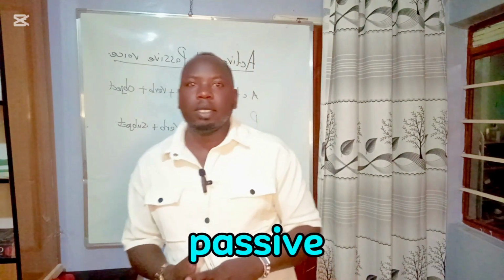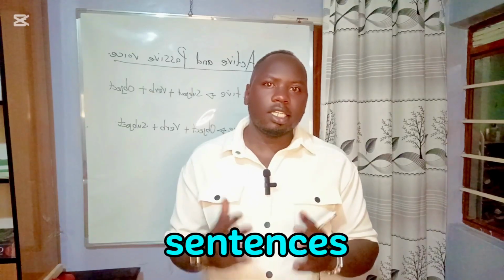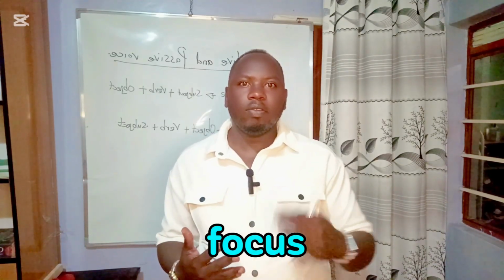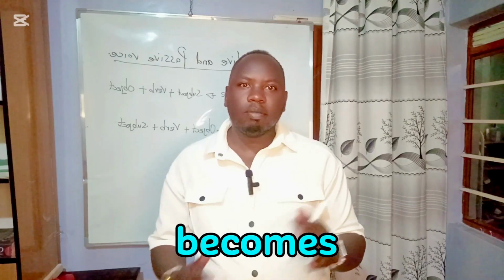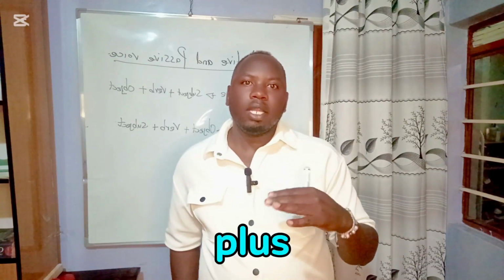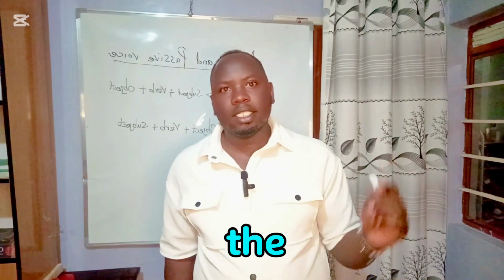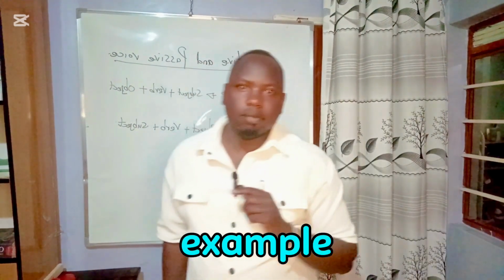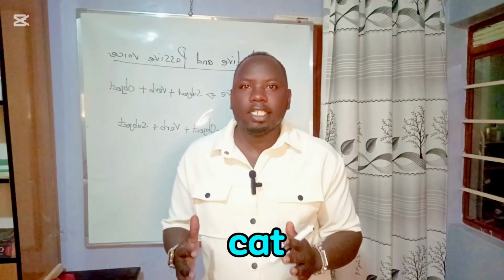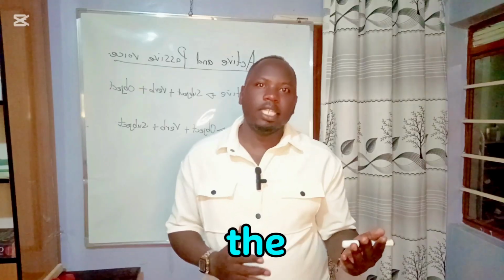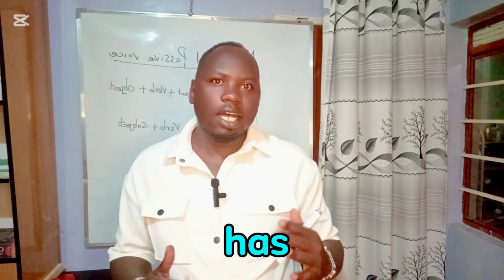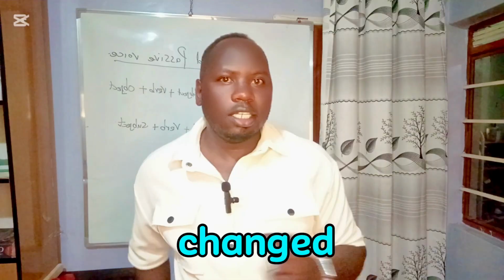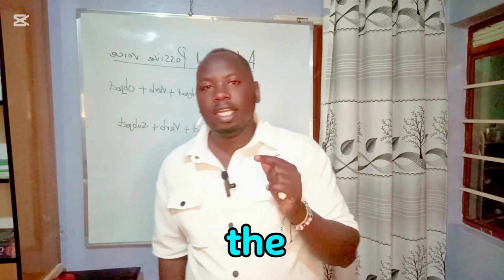Let's look at the second one, the passive voice. Now, let's turn the sentences around. In the passive voice, we focus on what happened to the object, not on who performed the action. The structure becomes object plus a passive verb plus by plus the subject. Let's look at this example. Active. The cat drank the milk. Passive. The milk was drunk by the cat. Notice what happened. The object, the milk, has moved to the front. The focus has changed. We are now talking about the milk instead of the cat.